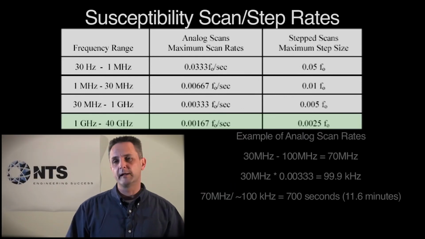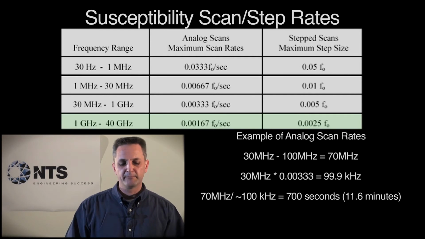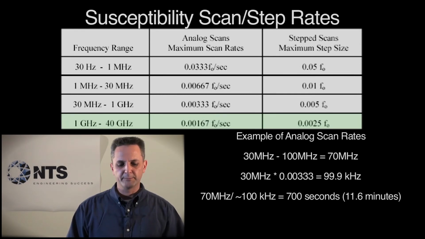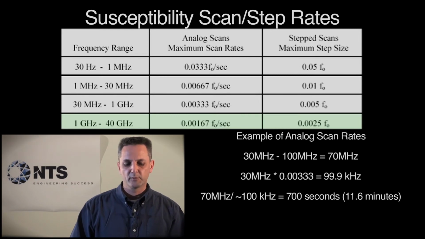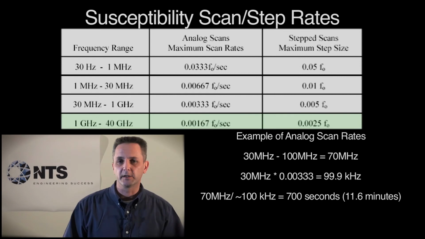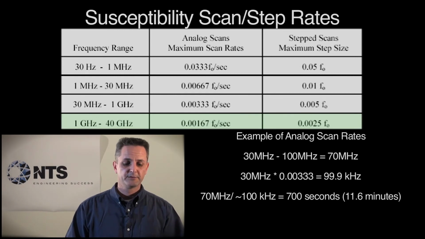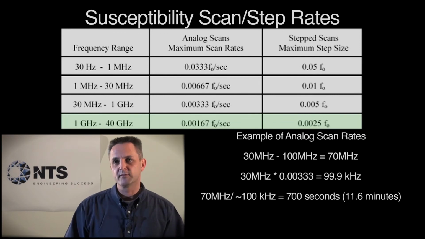An example of an analog scan would be a typical range 30 megahertz to 100 megahertz. You have a total span of 70 megahertz. You would also start at your initial F0 of 30 megahertz, the start of the frequency range, multiplied by the rate of 0.00333, which equals 100 kilohertz per second. 70 megahertz divided by 100 kilohertz equals 700 seconds, or 11.6 minutes for that entire test duration.